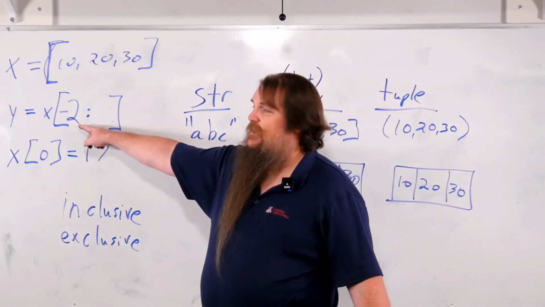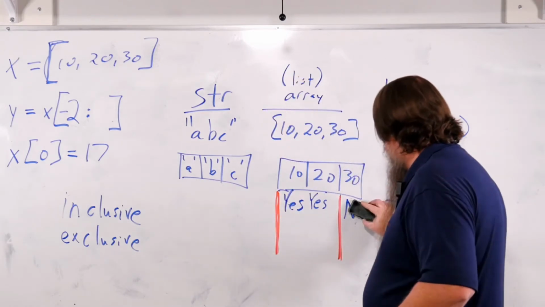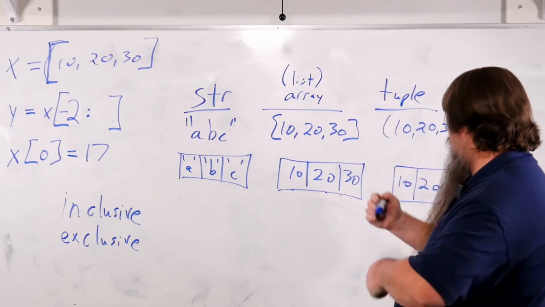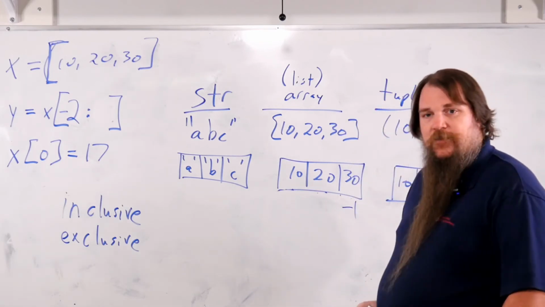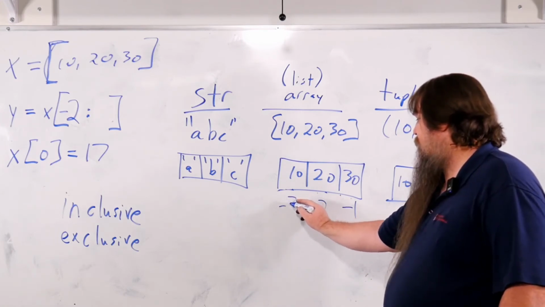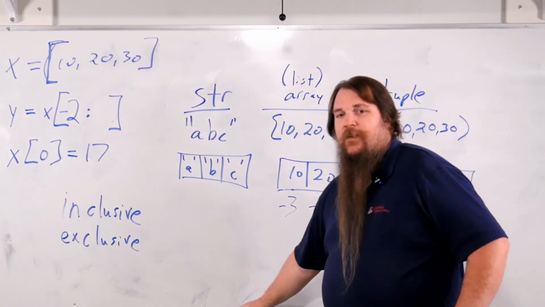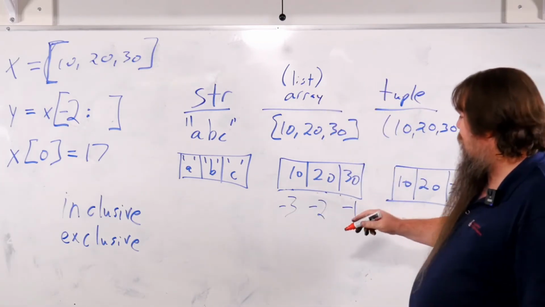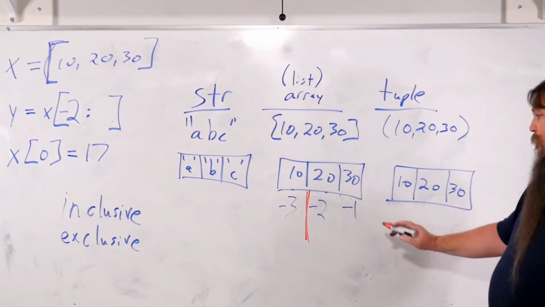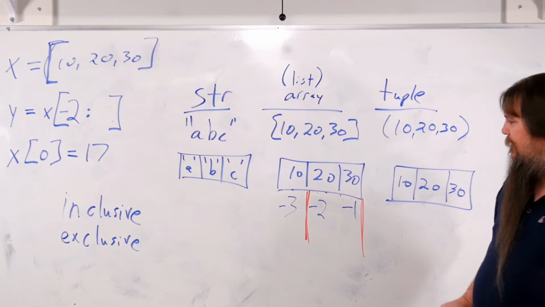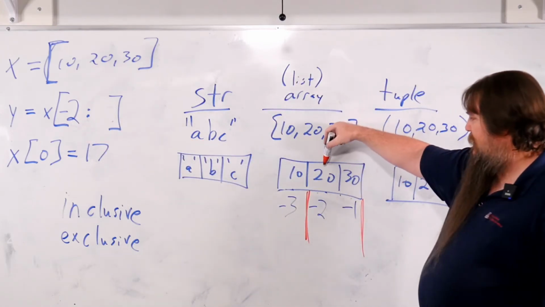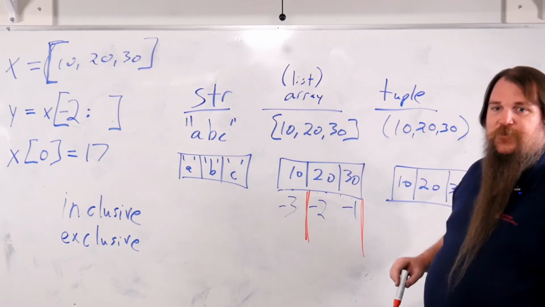So what does this slice mean? Well, let's put our indices back in and we'll figure it out. This was index -1. This was index -2. This was index -3. If our slice begins at -2, we'll put the red line here. And we say it wants to go all the way to the end. So what would this slice do? It would copy values 20 and 30 out of the array.